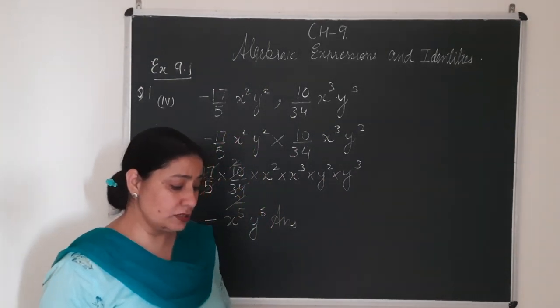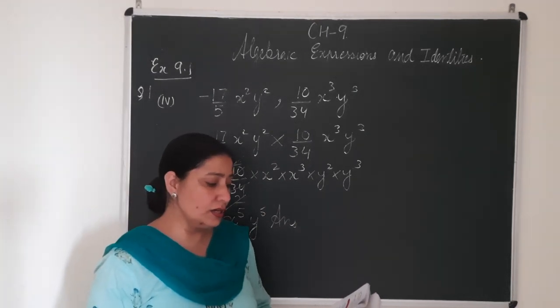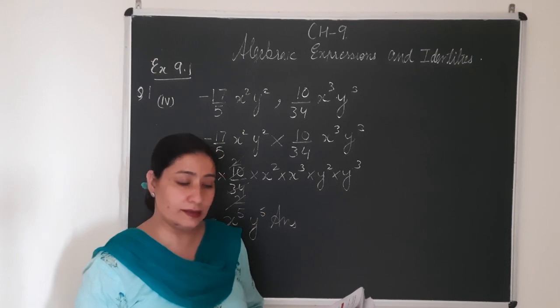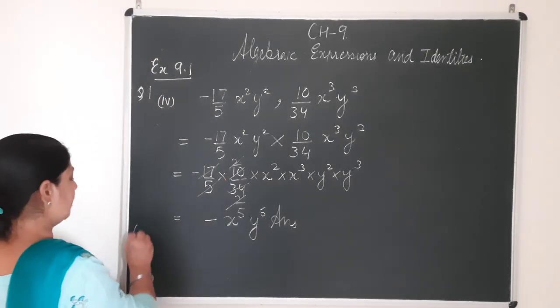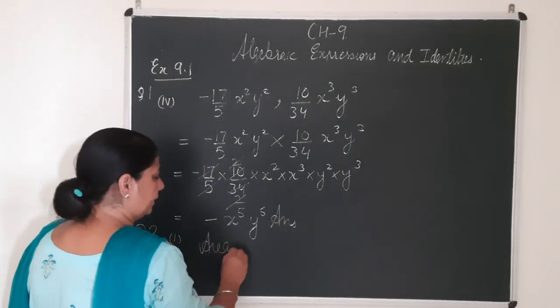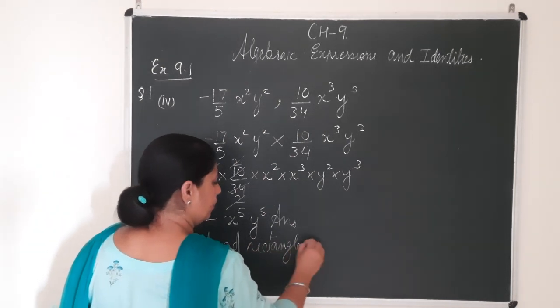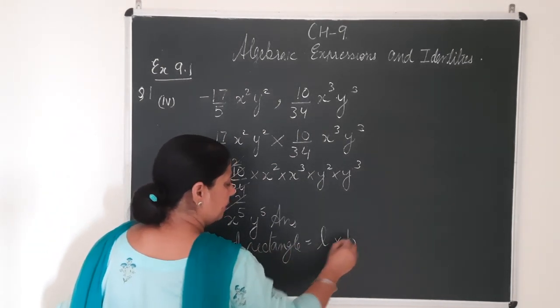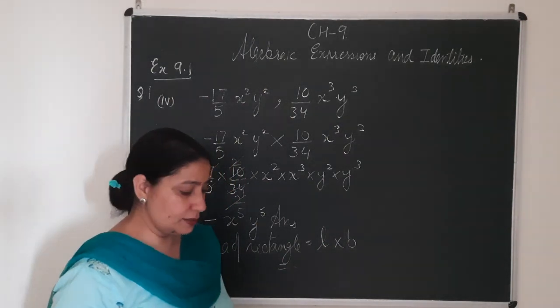Similarly, see question number 2. Only the thing is, in the second question he says, find the area of rectangle whose length and breadth are given to you. So let me take the second question first part. What is the formula for the area of rectangle? First of all, write down the area of the rectangle is equal to length multiplied by the breadth.